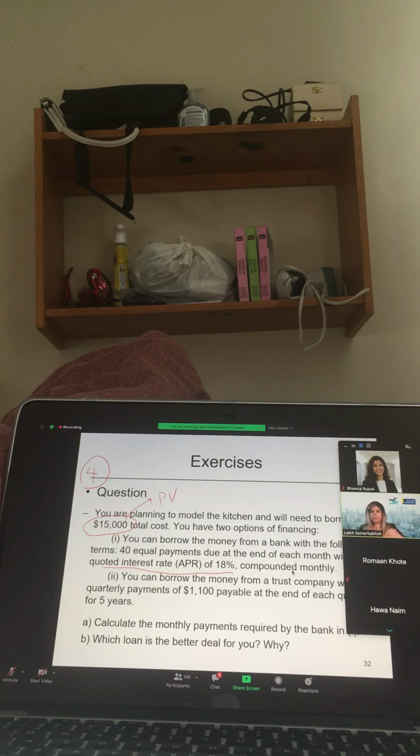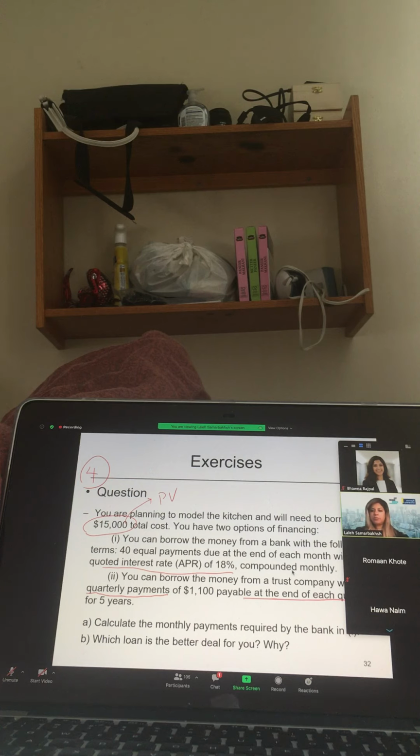The second one says, okay, you can borrow the money. How much? Again, the amount that you're borrowing is not changed. I'm going to borrow 15,000. But the two offers that the bank is giving me are different in the rate and in the payments, okay? So the second one says you can borrow the money from a trust company with quarterly payments. So this time it's not monthly, it's quarterly, of $1,100 payable at the end of each quarter for 5 years, okay? So 1,100 payable at the end of each quarter.